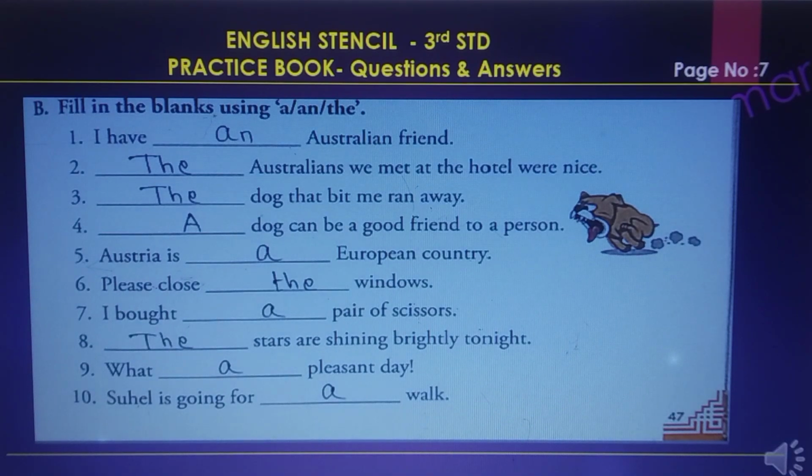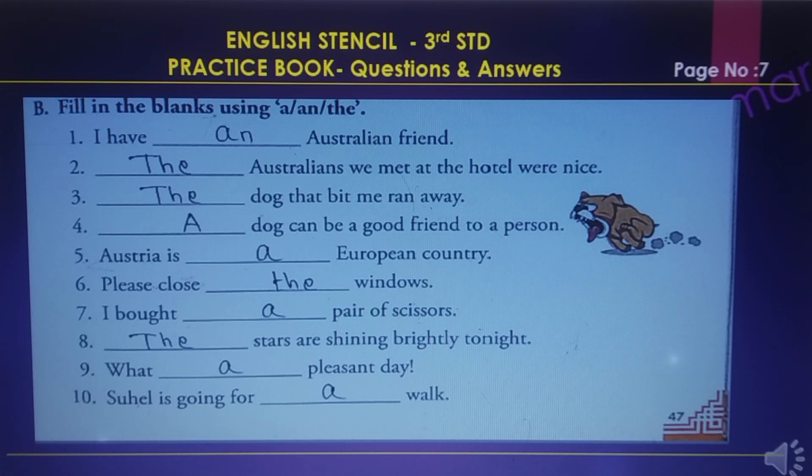In B, fill in the blanks using a and the. I have an Australian friend. The Australians we met at the hotel were nice. The dog that bit me ran away. Fourth one, a dog can be a good friend to a person. Fifth, Austria is a European country.